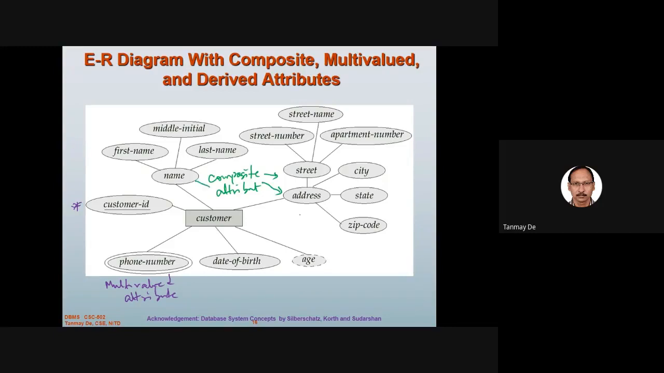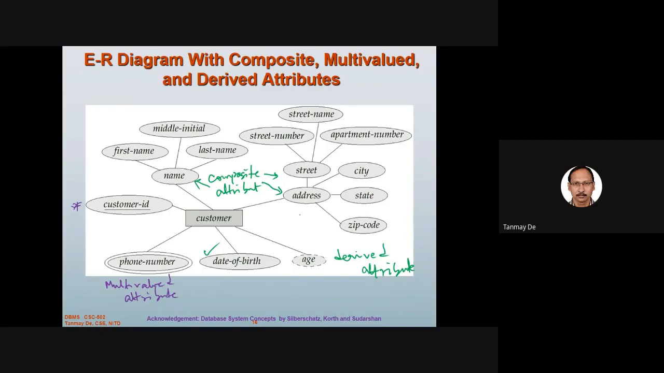Okay. Similarly, here age, you can see the age is a dashed ellipse. That is, it is bordered by a dashed line. The age is the derived attribute. Why? Because the age is computed or calculated from another attribute. Which attribute? Date of birth. So age is derived from the date of birth. And phone number, I already told you, is a multi-valued attribute.